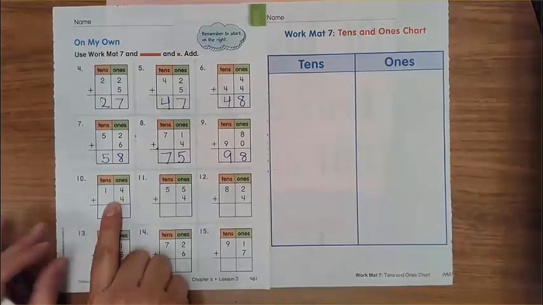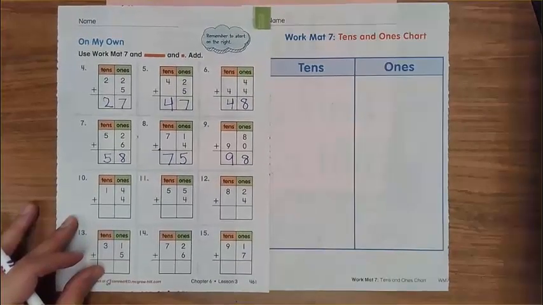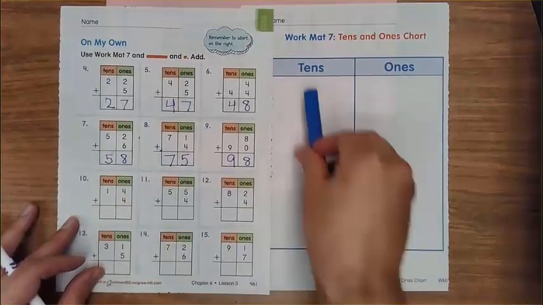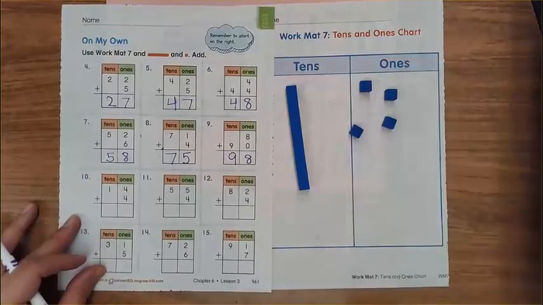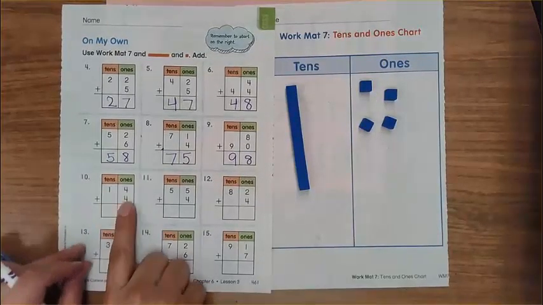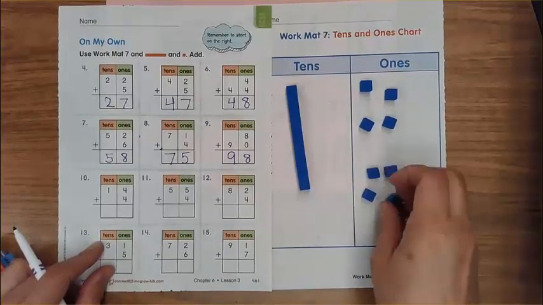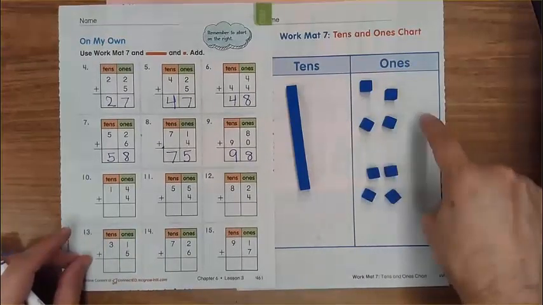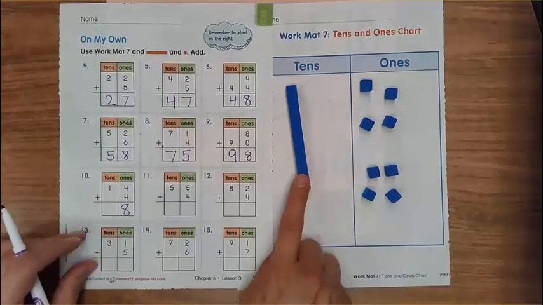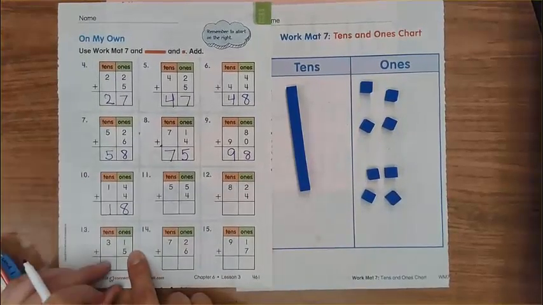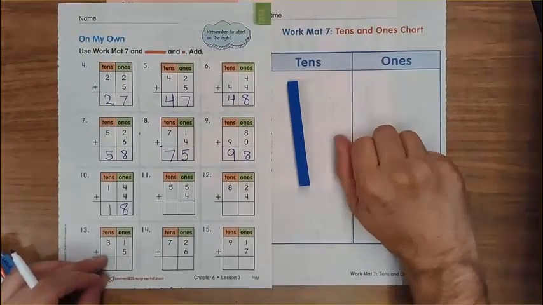It says 14 plus 4. So what I'm going to do is put the 14 in the tens and ones chart. So 14 has 1 ten and 4 ones. That's 14. And 4 means 4 ones. So let's put 4 ones right here. Now let's add the ones together. 4 plus 4 is 8. And then let's count the tens. I only have 1 ten. So that makes 18. Wonderful.